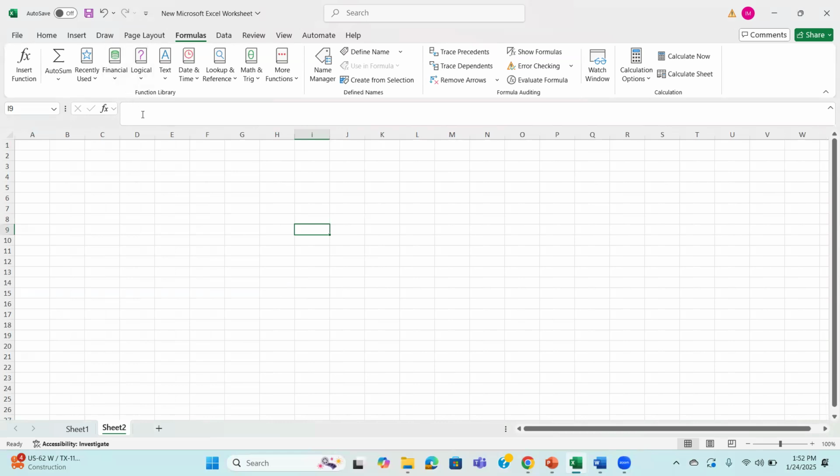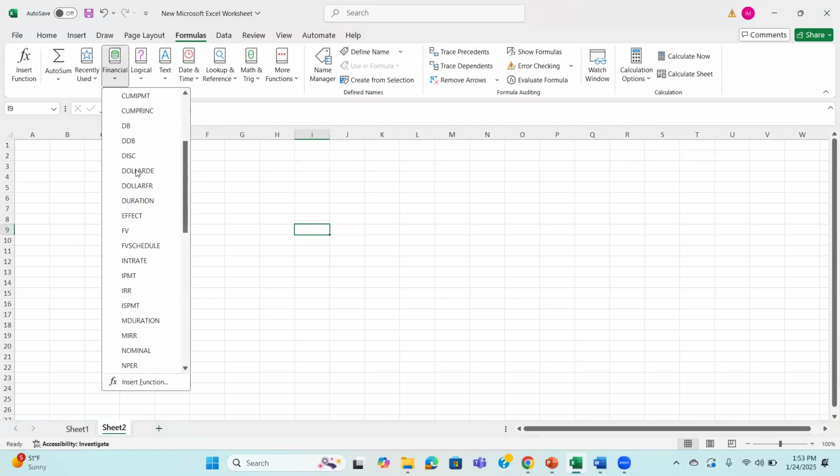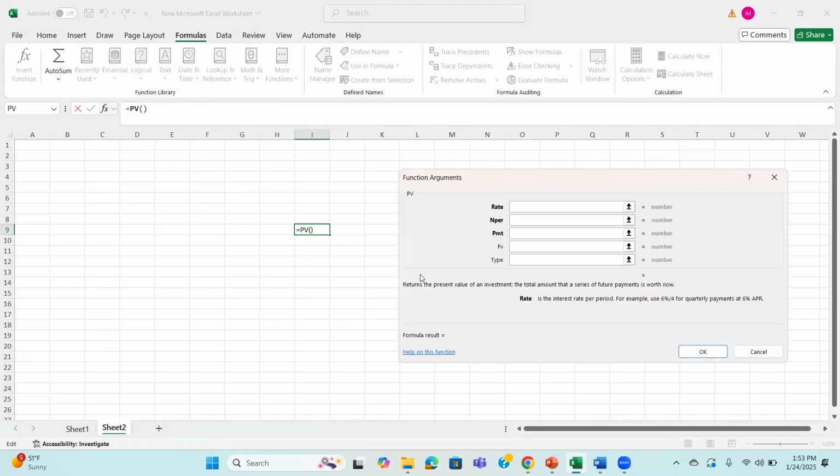If you want to make present value, future value, or other type of formula, there is an option in Excel. You just go to financials and find present value. So now you found function arguments. Here you can just input all the information you have in your hand to calculate the present value.